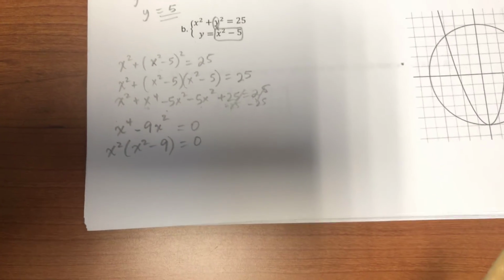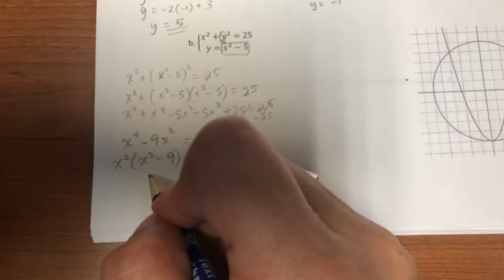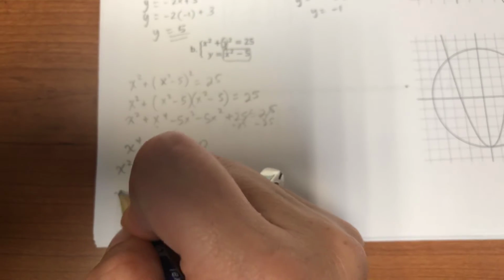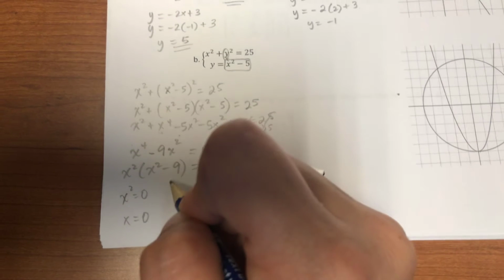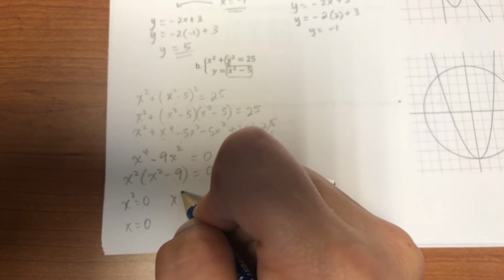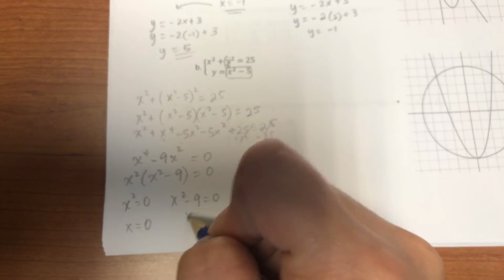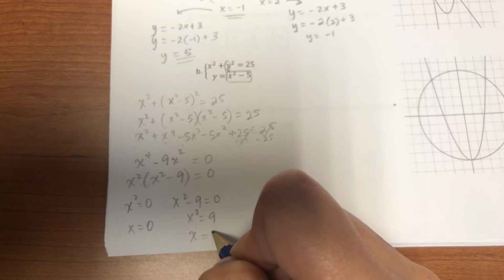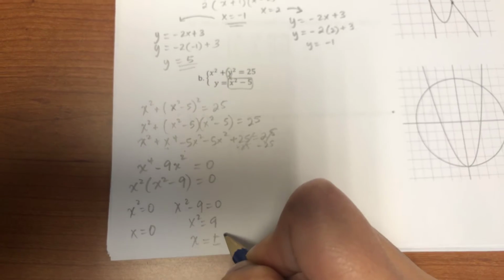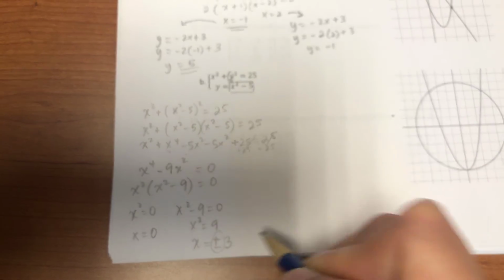I'm not sure why the screen keeps getting blurry. Or you could just set each of them equal to 0 and solve. So x squared equals 0 would just be the square root of 0, which is 0. So there's one of my x's. Here I get x squared minus 9 equals 0, which is x squared equals 9. Do your square root property, which is plus or minus the square root of 9, which would be 3. Don't forget your plus or minus.